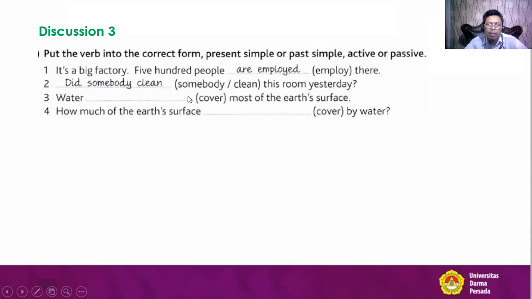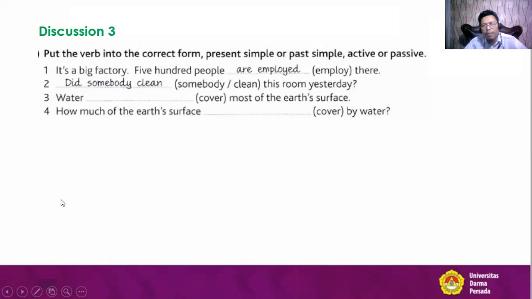Think about the context. Is it active or is it passive? And then do we need to be? And then water, is it singular or plural? And then look at the context. Is it past or present? How much of the Earth's surface covered by water? You identify that you have by. This must be something like.